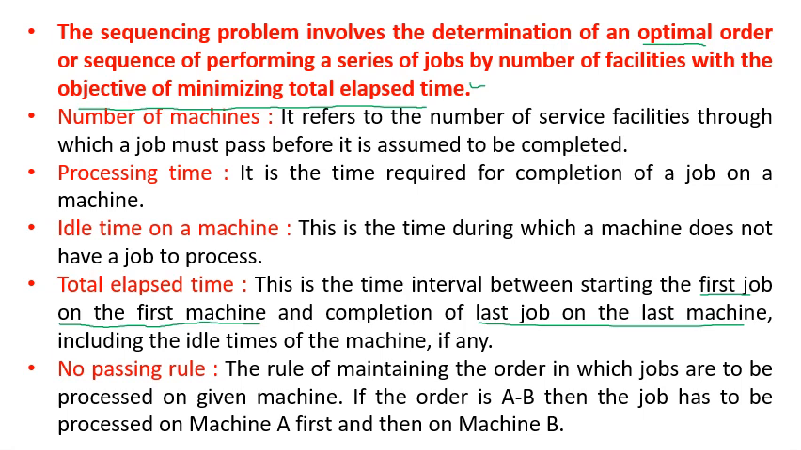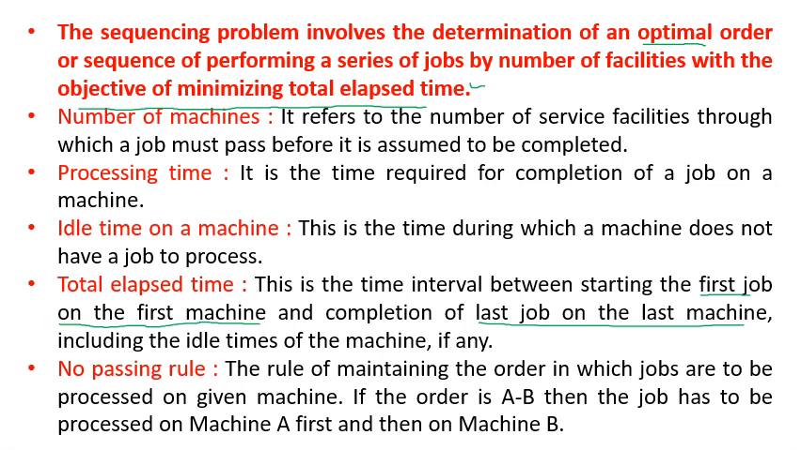So all the jobs will first go to, say the 2 machines are A and B. Instead of A to D for jobs, I'll say jobs 1 to 4. There are 4 jobs, job 1, job 2, job 3, job 4. And there are 2 machines, machine A and machine B. So all these 4 jobs will go through machine A and machine B in a particular order.